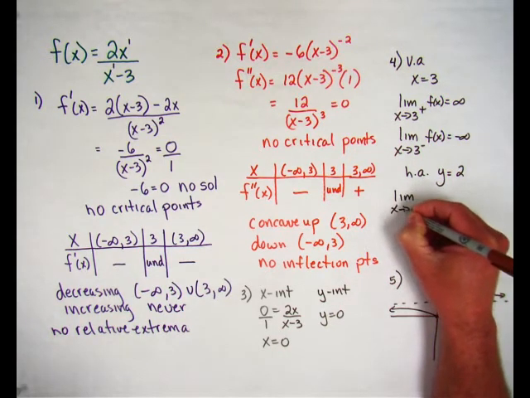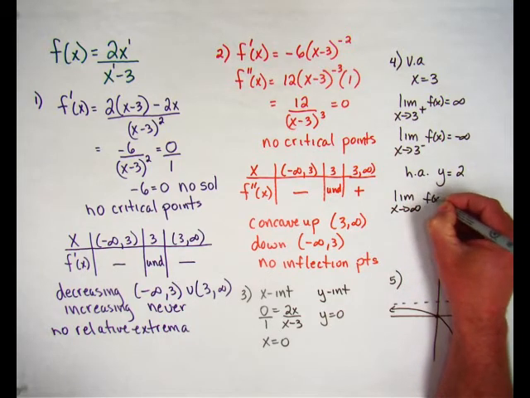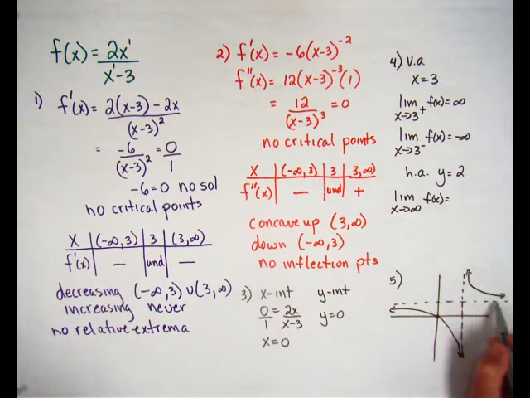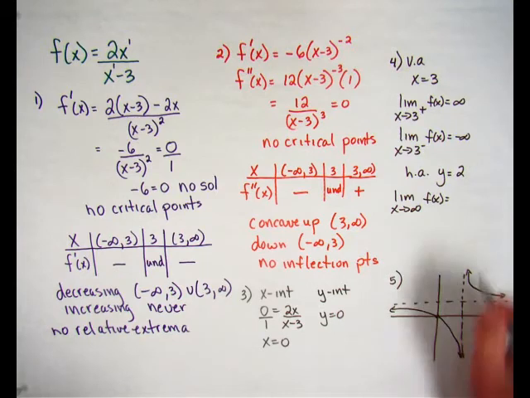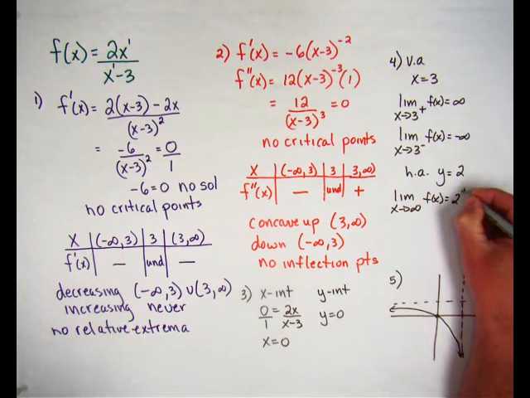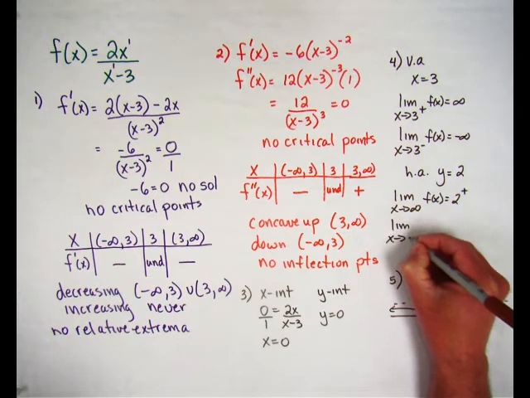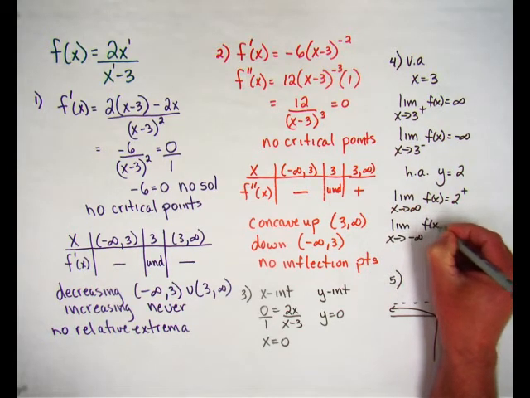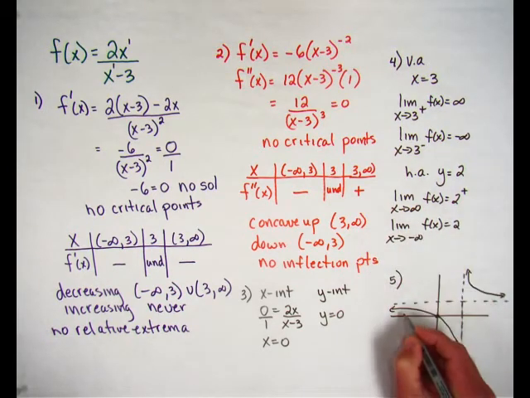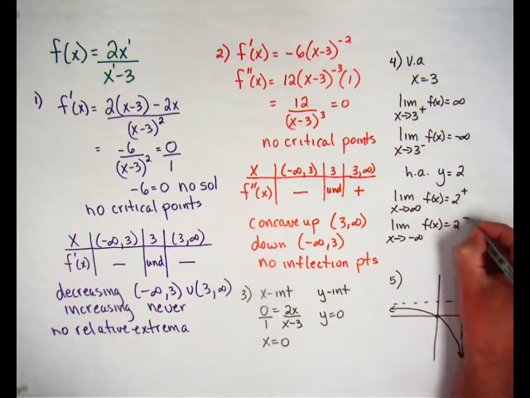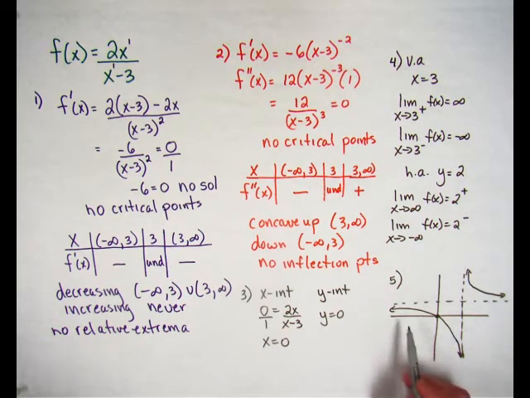The limit as x goes to infinity of our function: as we head off toward infinity, we're approaching 2, but we're approaching it from above, or the positive side. And the limit as x approaches negative infinity of our function is also 2, but this time we're approaching it from underneath. You'll notice that our derivative tests make sense.